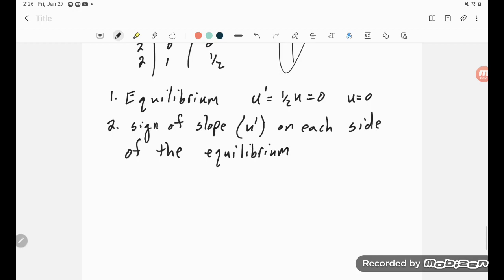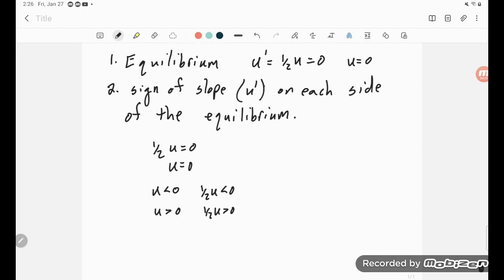Now, if you looked at this as just a single equation, like this was x or something, but you said, I've got 1/2 u equals 0, so then u equals 0. And you did the old thing of, well, what is it on each side? Then I could check, well, if u is less than 0, then 1/2 u is less than 0. And if u is greater than 0, then 1/2 u is greater than 0. And I sort of have my choice here.